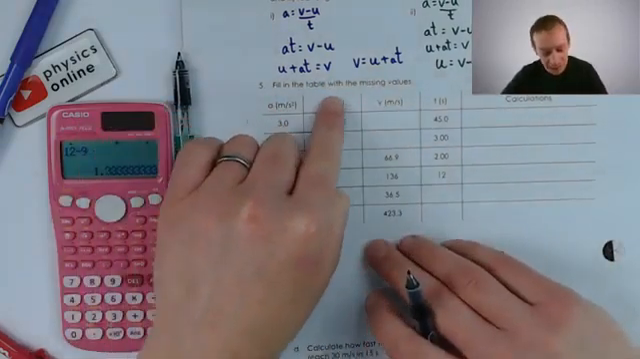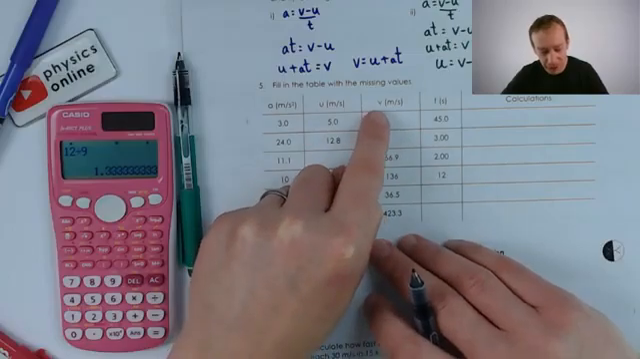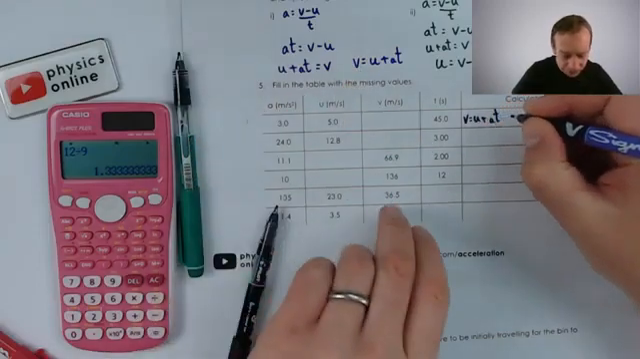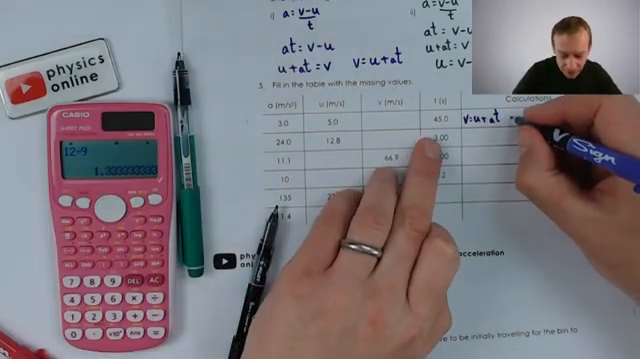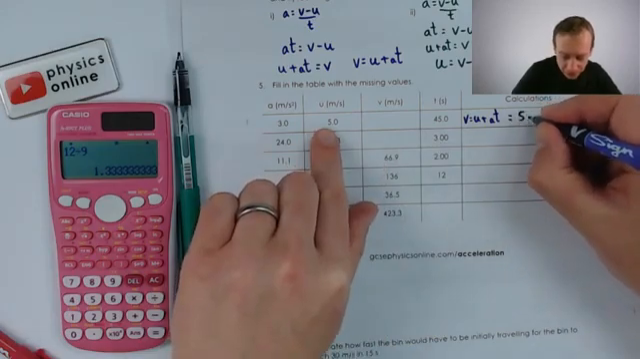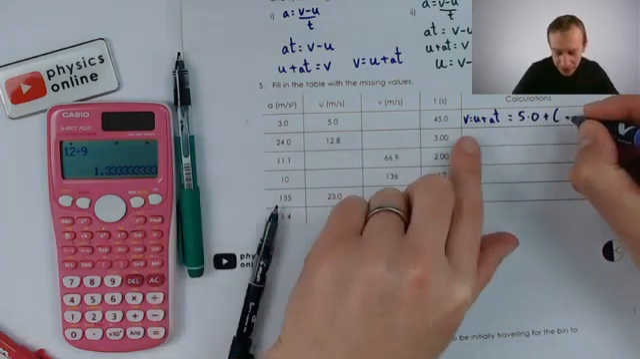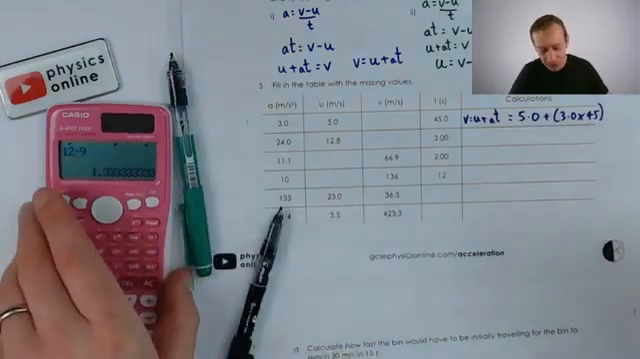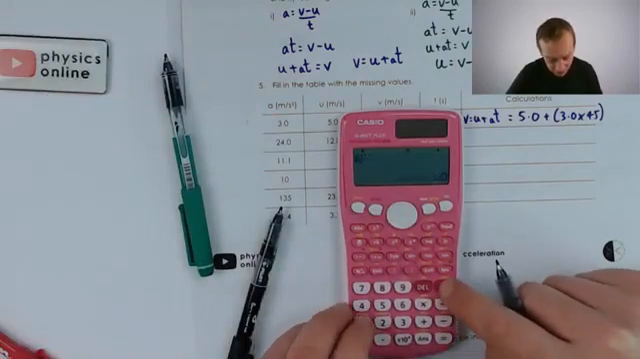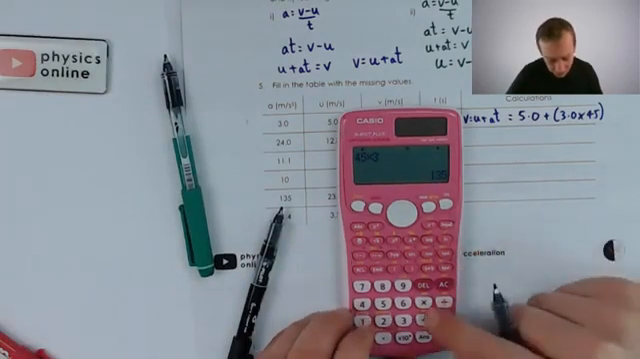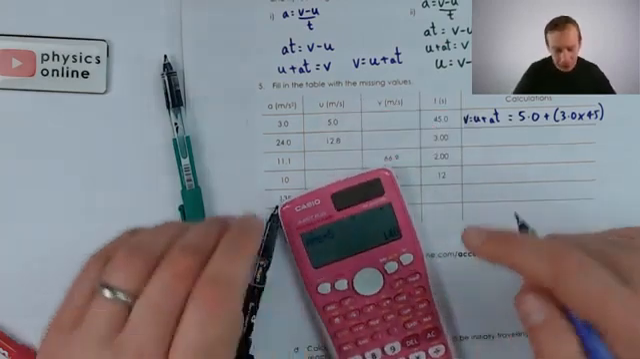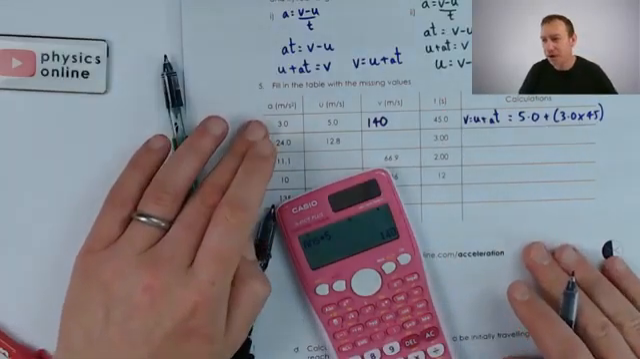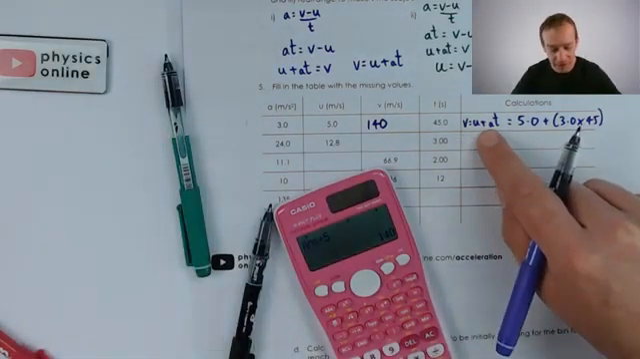Okay, fill in the table with the missing value. The first one, we want to find the value of v, and v is equal to u plus at. That's equal to the value of u, which is 5.0, plus at, so 3.0 times 45. On the calculator, 45 times 3 is 135, plus 5 is 140. So my value for v, the final velocity, is 140 meters per second.